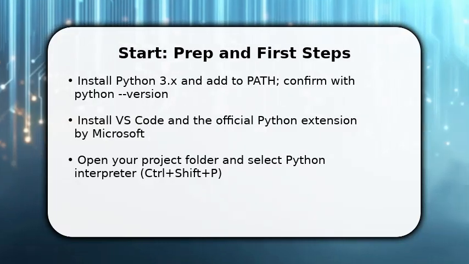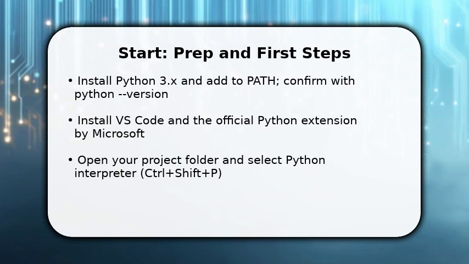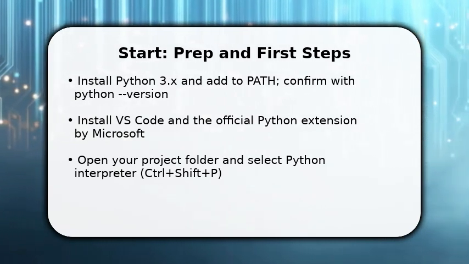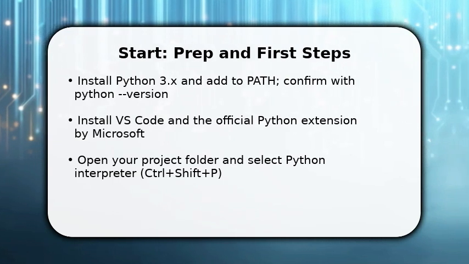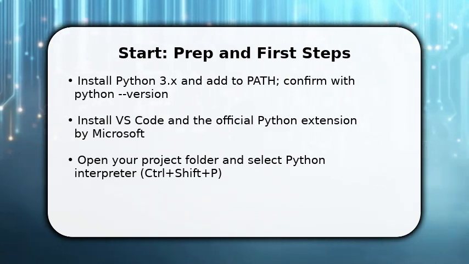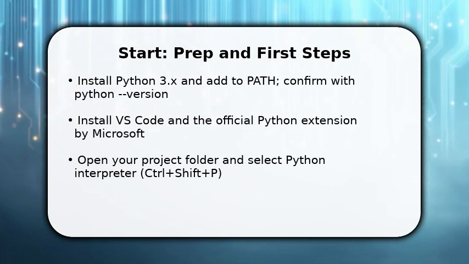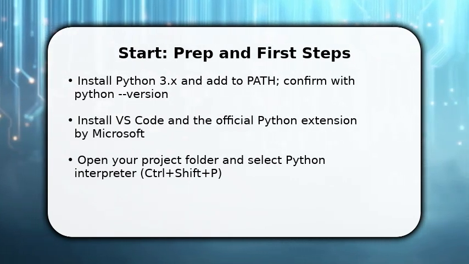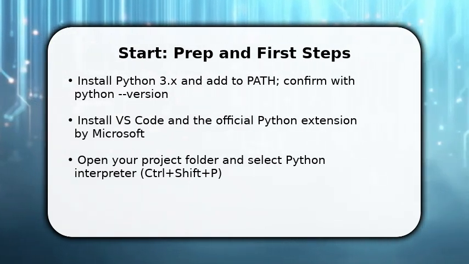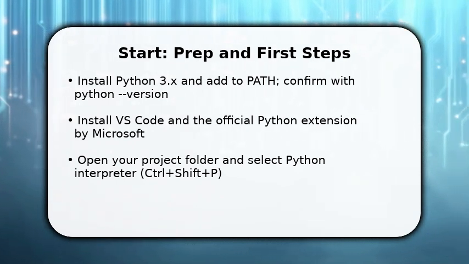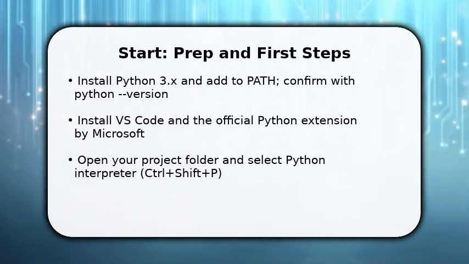You begin by ensuring Python and VS Code are installed. This creates a reliable runtime. Once done, install the official Python extension so you get language features and debugging. Next, open your project folder in VS Code and pick the correct interpreter from the command palette. This ties VS Code to the right environment.